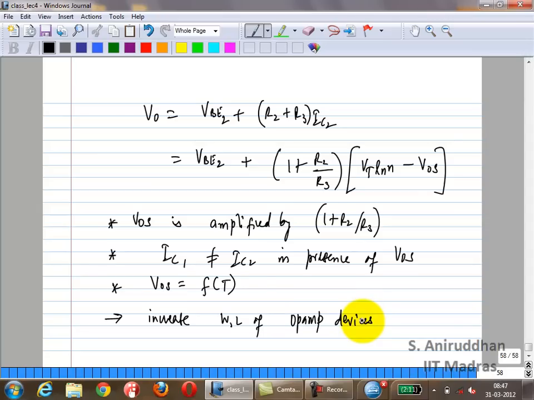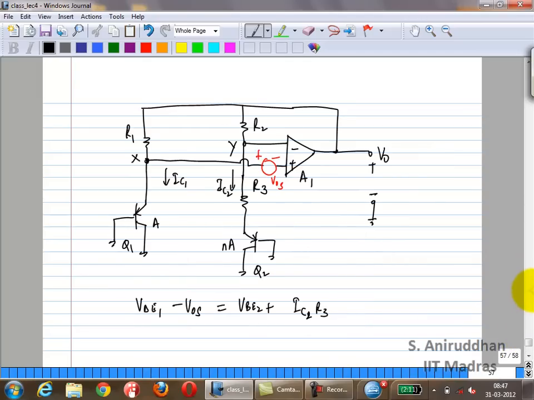So the other technique you can use, we'll just take a look at it. Okay, so what we are going to do is two things. One is we are no longer going to have these two resistors equal. We are going to make one a ratio of the other. So, of course, IC1 will become some ratio of IC2 now.